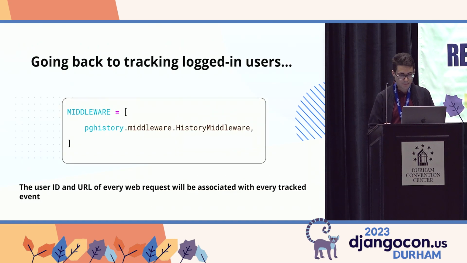So one of the cool things that PG history offers out of the box is default context tracking via middleware. There's this installable middleware you can just add to your settings, and by default, for any events created within your API requests, it will add in the user ID and the URL. So it's quite easy to get this set up by default, right? Obviously, if there are additional things that you want to track in your middleware, you can create your own custom middleware that just uses PG history. But if you just want the base user and web request URL, you can get that quite easily.